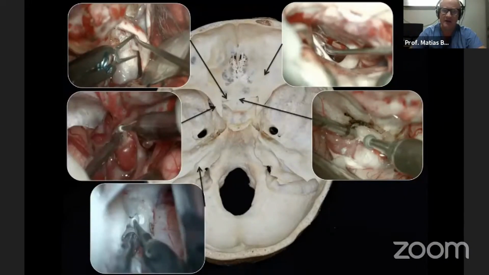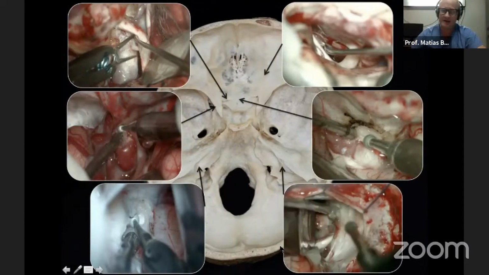Anterior clinoidectomy, of course, and the removal of the posterior wall of the internal auditory canal are very important in order to remove the vestibular schwannomas, which are generally located, in part at least, inside the internal auditory canal. And here we have the last example, the drilling of the suprameatal tubercle.